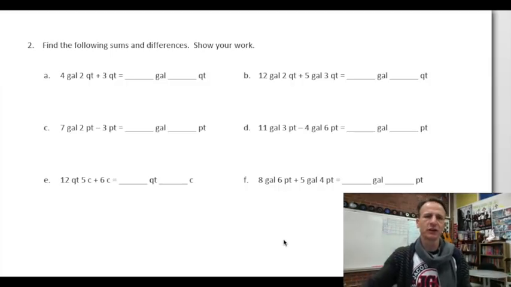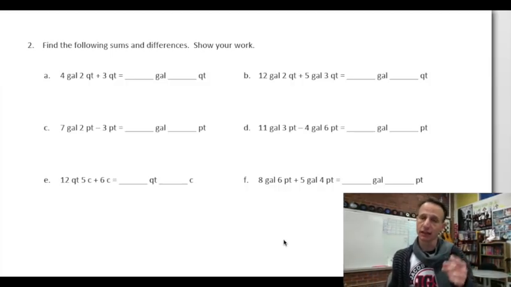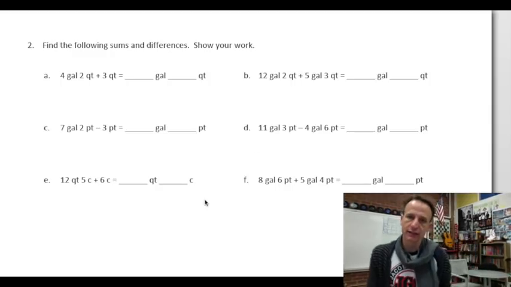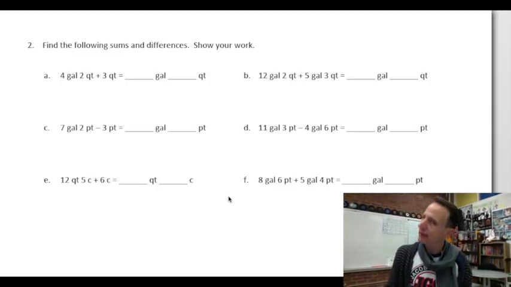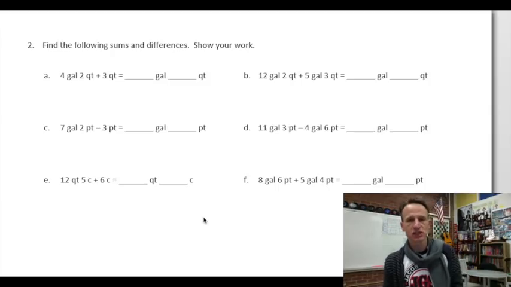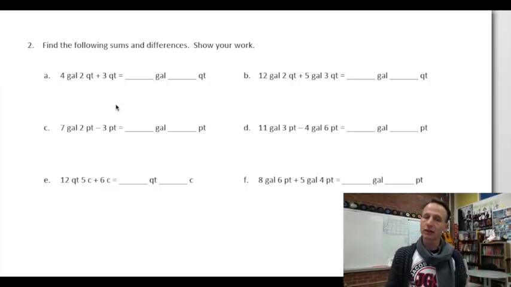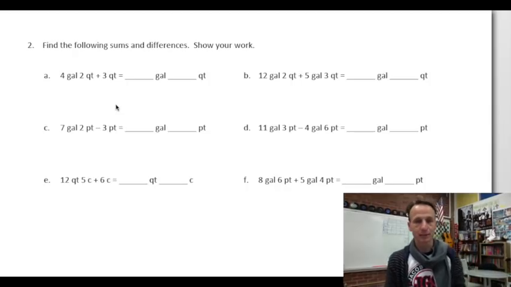We're going to find the following sums and differences and, indeed, show our work. So here we just got to dig in, get to the grindstone. This is going to take a little while. Be patient, work through it. Let's understand this and get these correct. This is not about getting it done and being done with it. This is about understanding what we're doing and getting them correct.